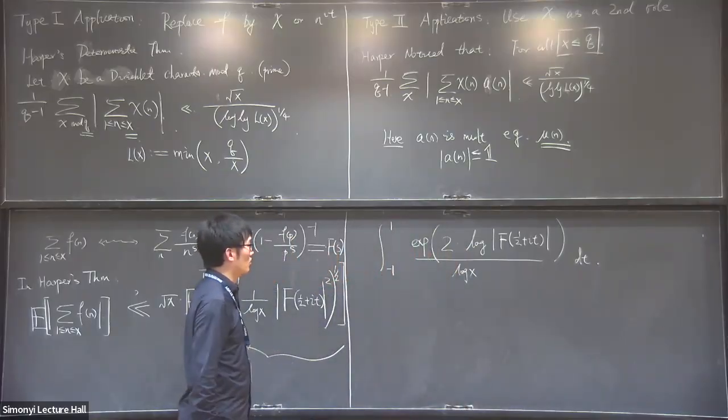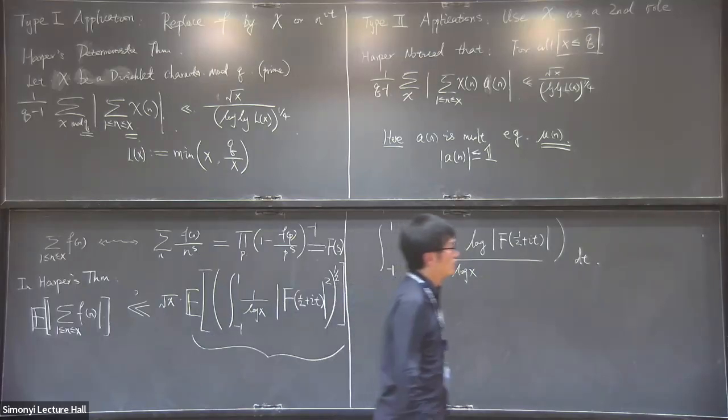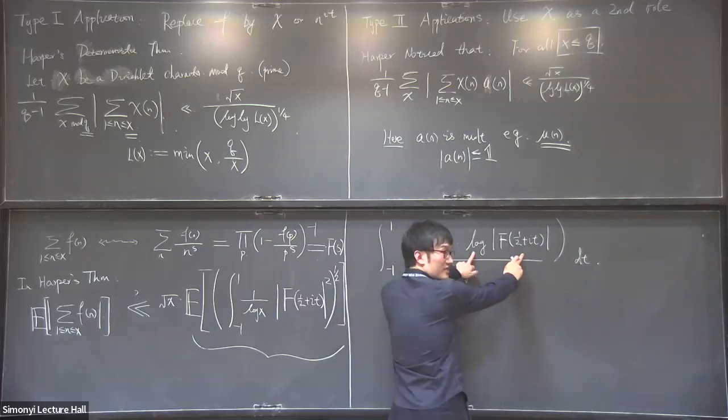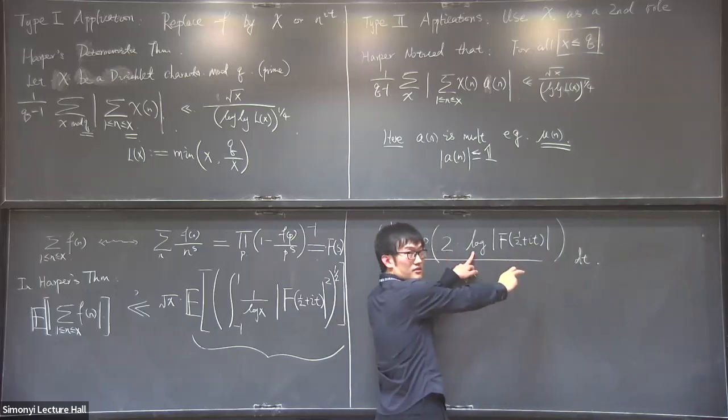Okay, so now here is where GMC comes in. So what is GMC? Roughly speaking, GMC is the following thing. The log of this capital F is basically like a Gaussian.